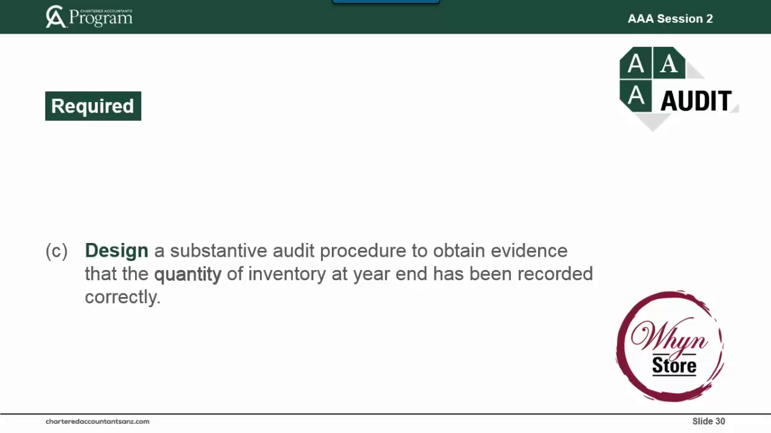Don't get tricked into thinking the assertion at risk here is accuracy, valuation, allocation just because of the use of the word accuracy. That particular assertion has to do with the dollar amount of inventory, not the quantity, which is what we're being asked to answer here. Make sure you know your assertions and what they mean, not just what they're called.